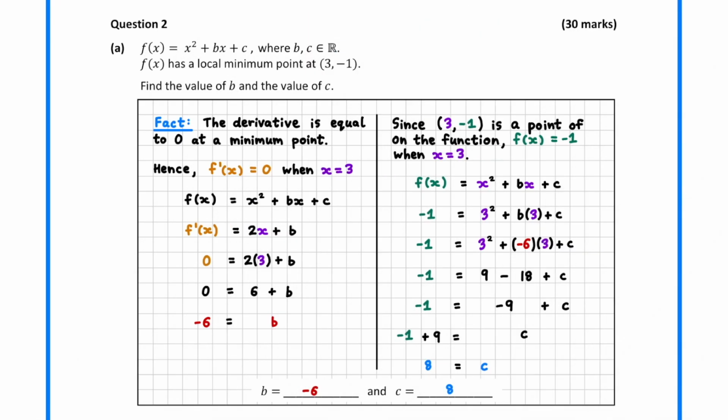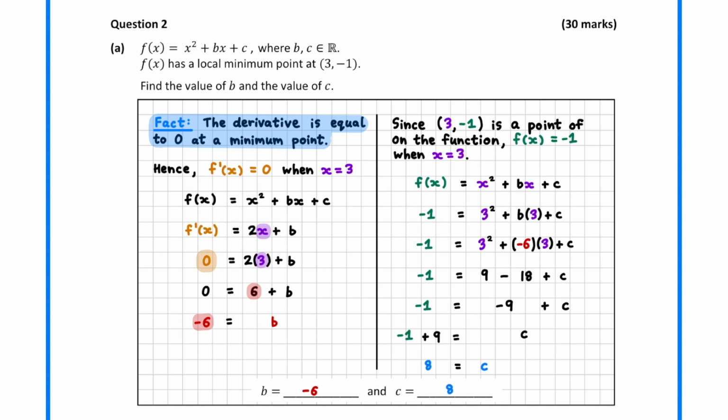In question 2a, we must use the coordinates of the minimum point to identify two unknown coefficients in a quadratic function. The derivative of a function must equal 0 at a minimum point, so we should differentiate the function and then set it equal to 0. We sub in x equal to 3, since this is the x coordinate of the minimum point. Subtracting 6 from both sides tells us that b is minus 6.